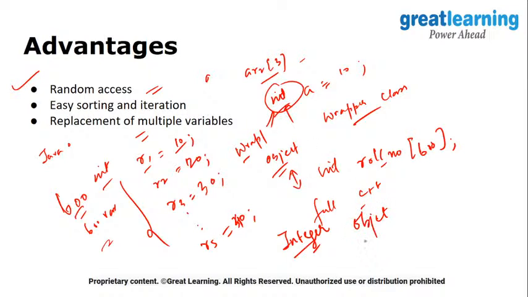So that is the reason in Java it is called an object, and in C++ it is not. Okay, cool. So these are all the advantages that we have.